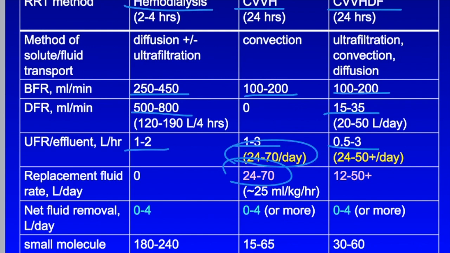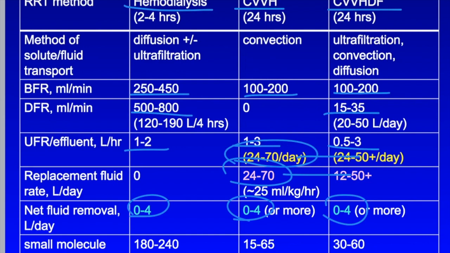Notice that with CVVH-DF, the amount of ultrafiltered fluid removed and replacement fluid added is often not quite as large as with CVVH alone, because dialysis is helping to clear solute too. So the net fluid removal in all three therapies can be about the same, but is accomplished in 24 hours instead of 4 with the continuous modalities.